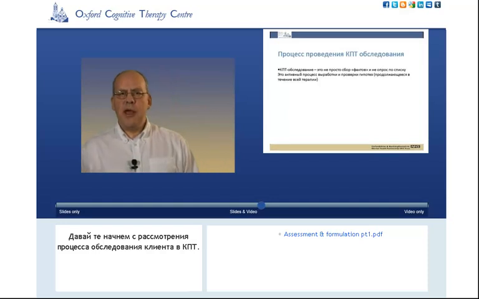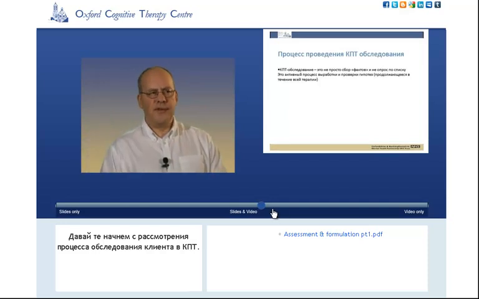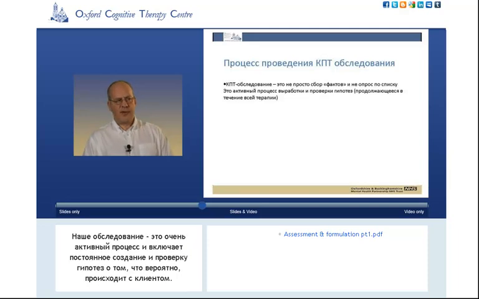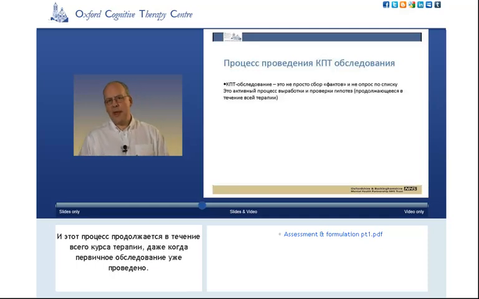Let's begin by looking at the process of assessment in CBT. It's important to be aware here that CBT assessment is not a straightforward trawling for simple facts or ticking off items on a checklist. This kind of assessment is a very active process and involves constantly trying to generate and test hypotheses about what might be going on here. And importantly, that process also continues throughout therapy. So even when the initial assessment session is done, that's not the end of it.